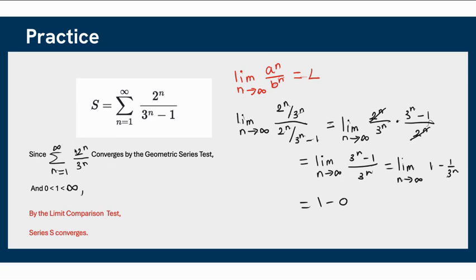Now, since our chosen function 2 to the power of n over 3 to the power of n converges by the geometric series test, which we covered earlier in the video, and since our value from the limit is between 0 and infinity, by the limit comparison test, the given series converges.